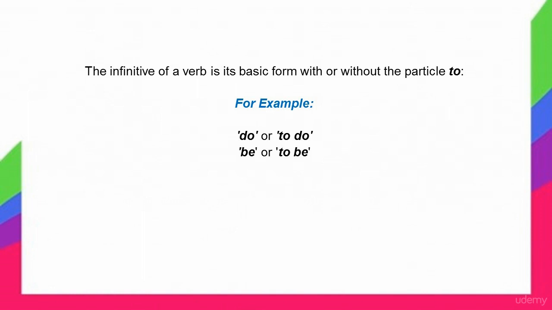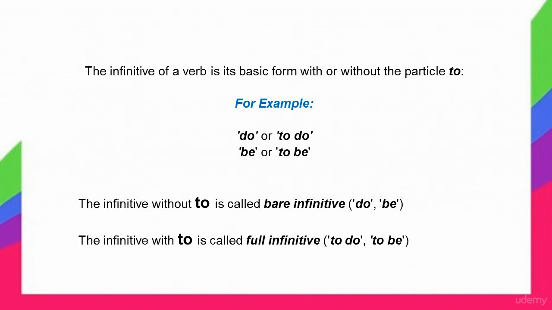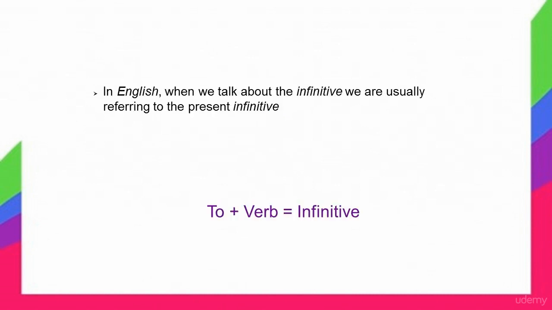What is it? The infinitive of a verb is its basic form with or without the particle to. For example, do or to do, be or to be. The infinitive without to is called the bare infinitive, do or be. The infinitive with to is called the full infinitive, to do or to be. So the infinitive is the base form of a verb.